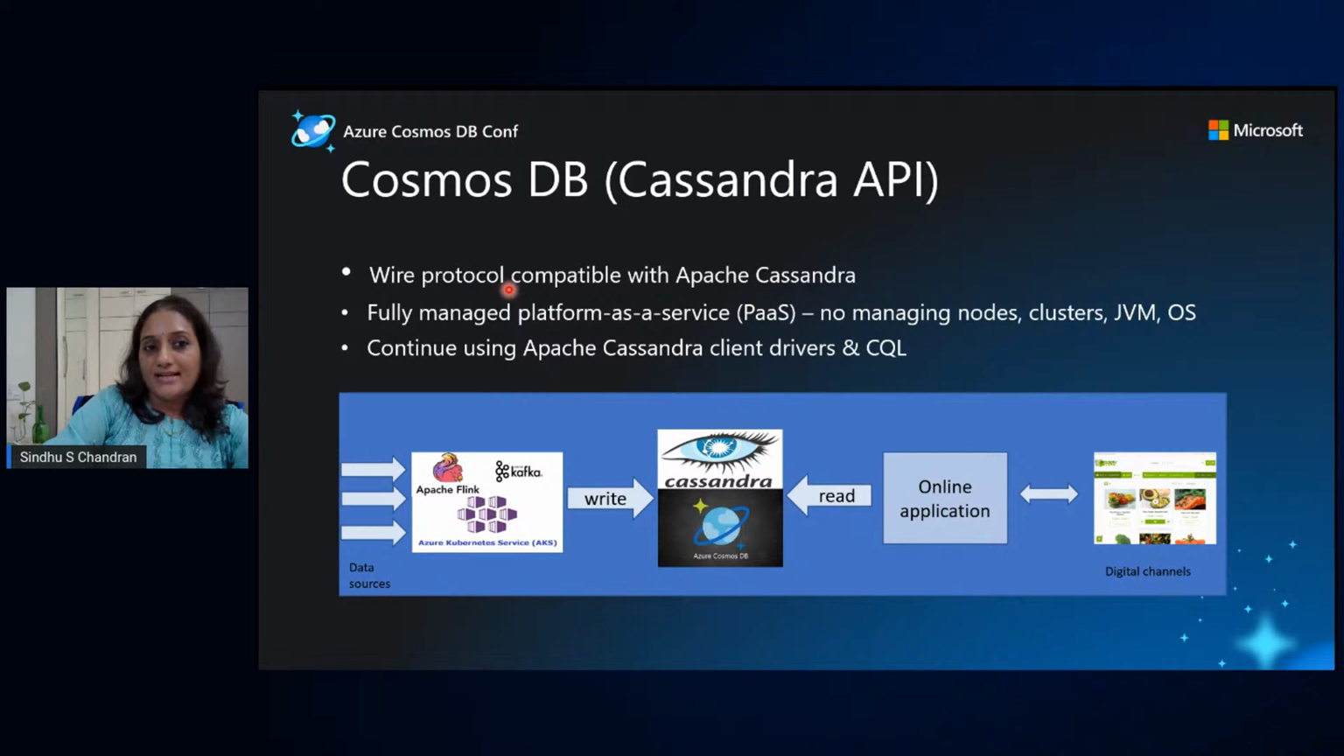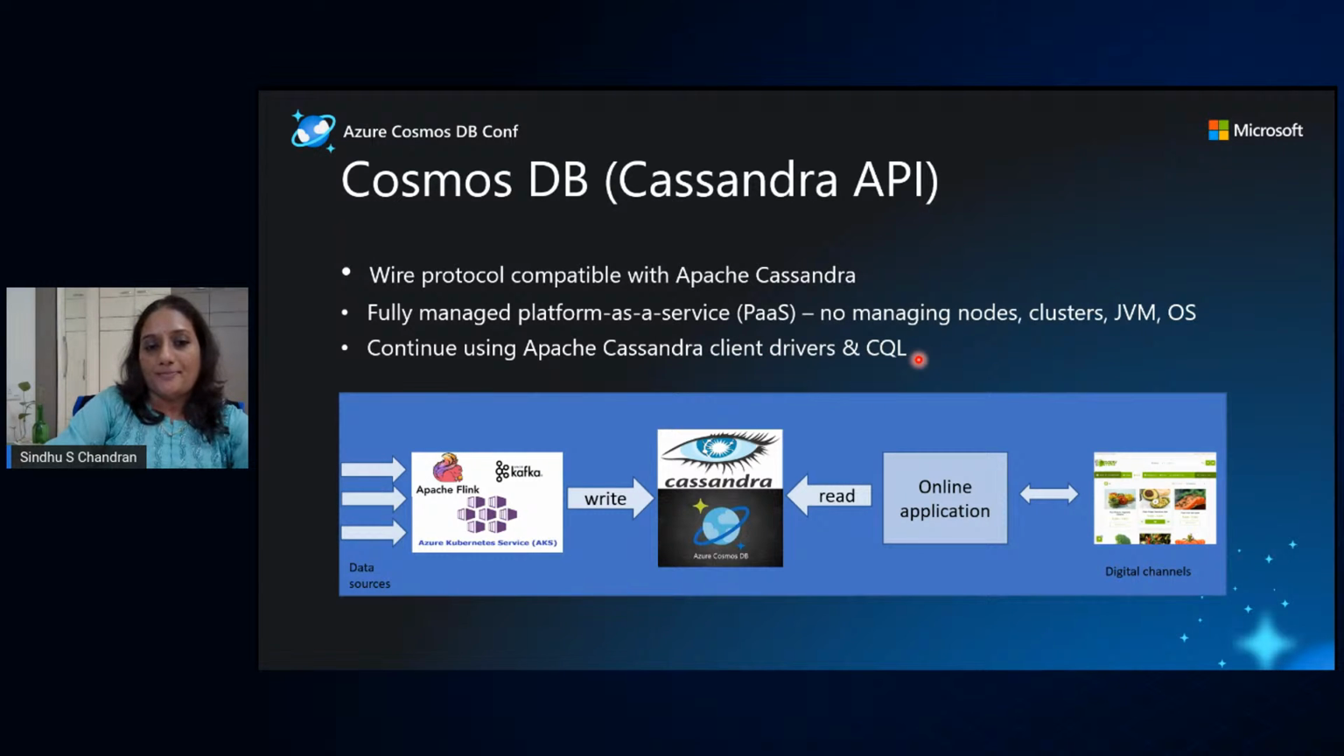The great thing is that it is wire protocol compatible with Apache Cassandra. It is available as a fully managed platform as a service. So this means that there is no longer a need to manage the nodes and clusters, which they were doing currently on-prem. So this saves a considerable amount of time and money. And the third important advantage is that they can continue to use the client drivers and the familiar CQL that they were using on-prem.